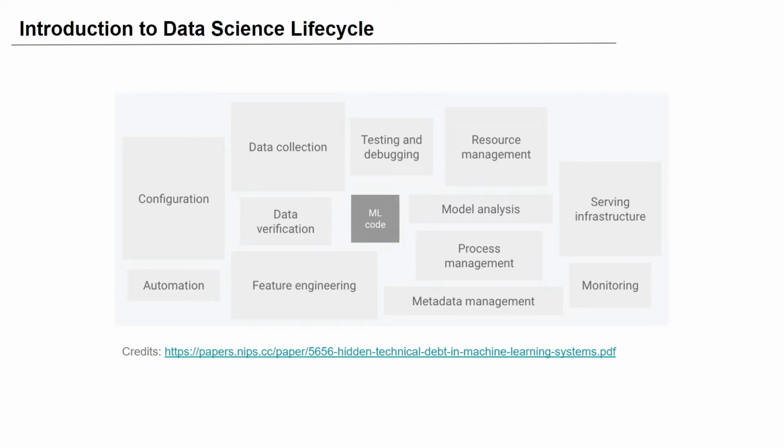So this diagram basically shows the actual complexity of a real world data science project. In industry, you will have to look at all these components in a proper way, and only then will your data science project be able to make it to the real world. Otherwise, there are lots of projects that fail in between.